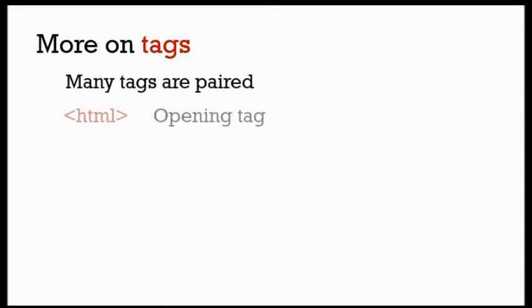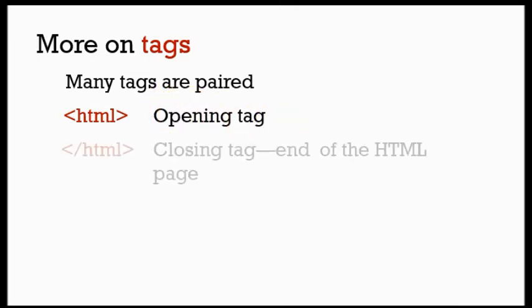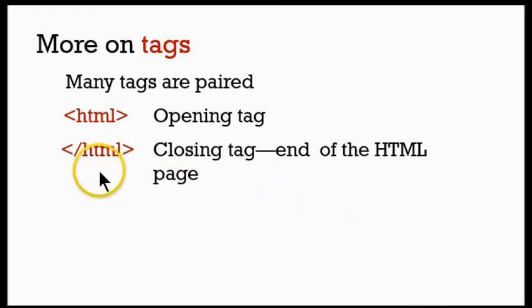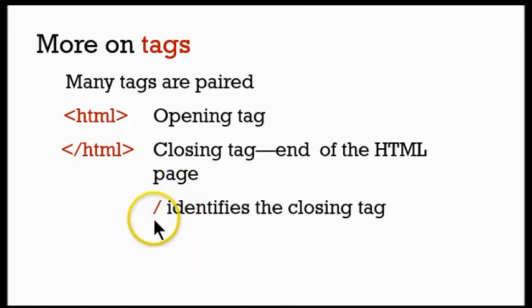So a little bit more on tags before we actually jump in and create something. Many tags are paired. So you have an opening tag. We saw this just a moment ago. So we just have the angle bracket HTML and then the closing angle bracket, that's the opening tag. Next we have the closing tag, and the way your browser can tell the difference between the two is this slash symbol right here. So again, that slash identifies the closing tag. So opening and closing tag, this is the pair.